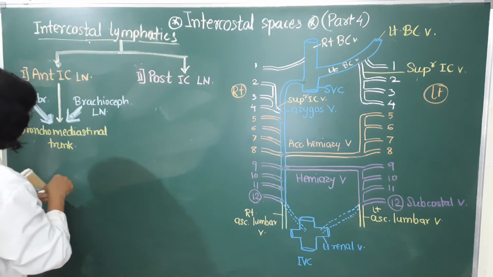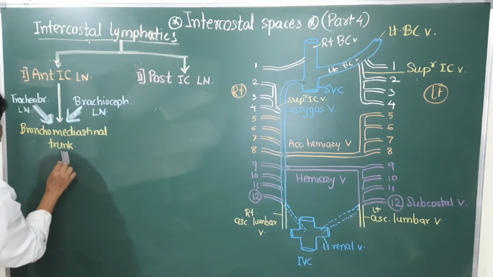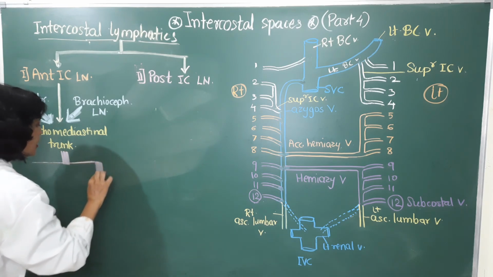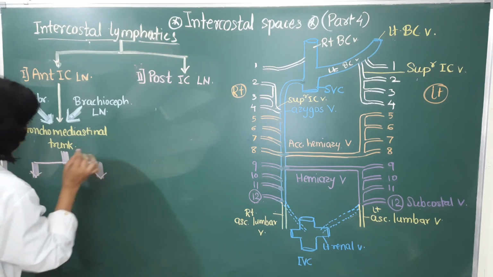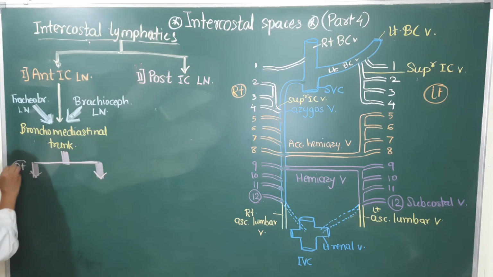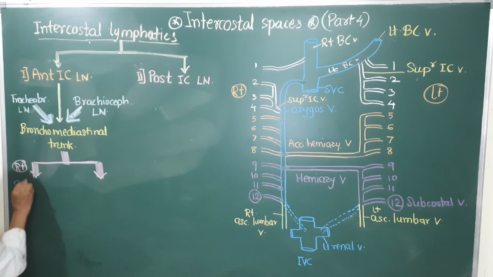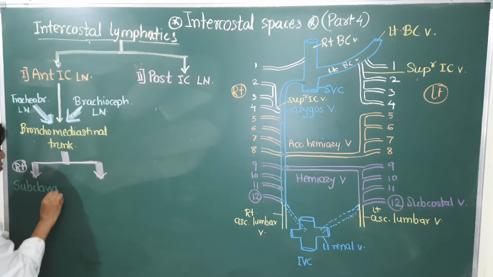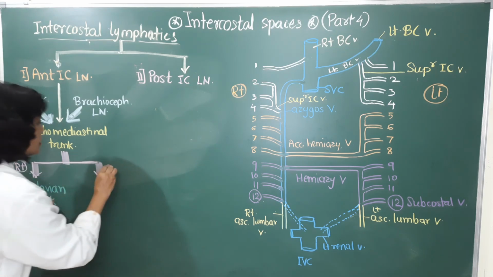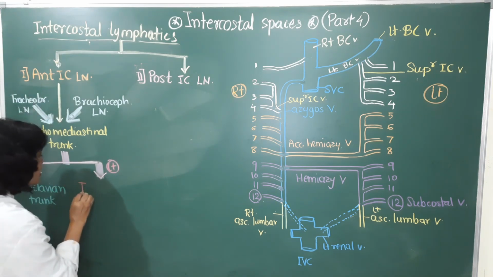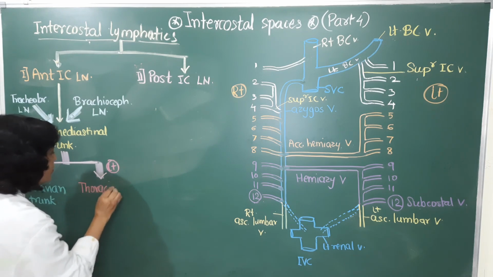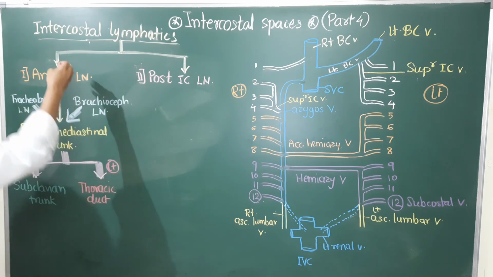And how is the termination of this bronchomediastinal trunk? On the right side its termination is different, and on the left side its termination is different. On the right side it opens into the subclavian trunk, while on the left side it opens into the thoracic duct. So that is how the lymphatic drainage of the anterior intercostal lymph nodes occurs.